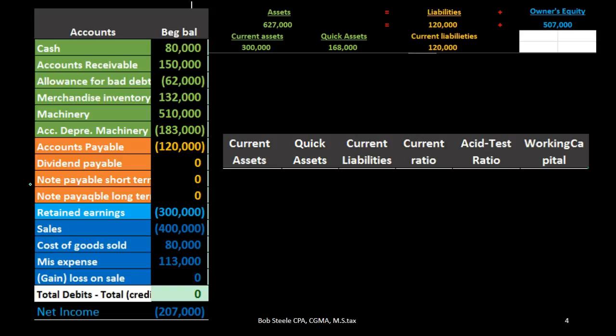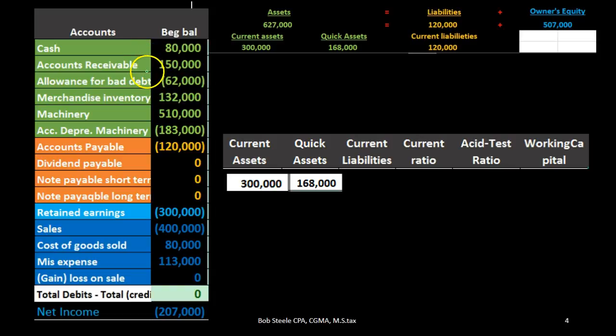We use things like the current ratio and the asset test ratio as common ratios. Those take the current assets, which we would see on the balance sheet. We have a trial balance here. The current assets, if we add up the cash, the accounts receivable with the allowance subtracted, and then the merchandise inventory, come to 300,000. Then we can take a look at the quick assets. The quick assets would be more stringent than the current assets. In all cases, it would be more stringent. That means that we're not going to include the inventory.